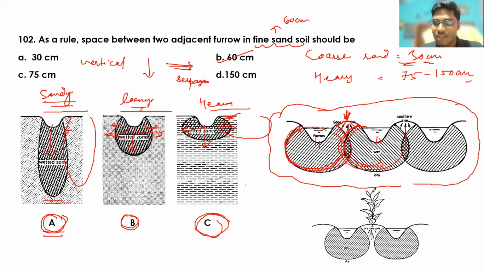Okay, but when the two furrows' water distribution is not overlapping with each other, then the crop root zone may remain dry. So that is the reason why we should have overlapping furrow wetting pattern. And to have overlapping furrow wetting pattern, depending on the texture, we should give optimum furrow spacing. So this is all about furrow spacing.